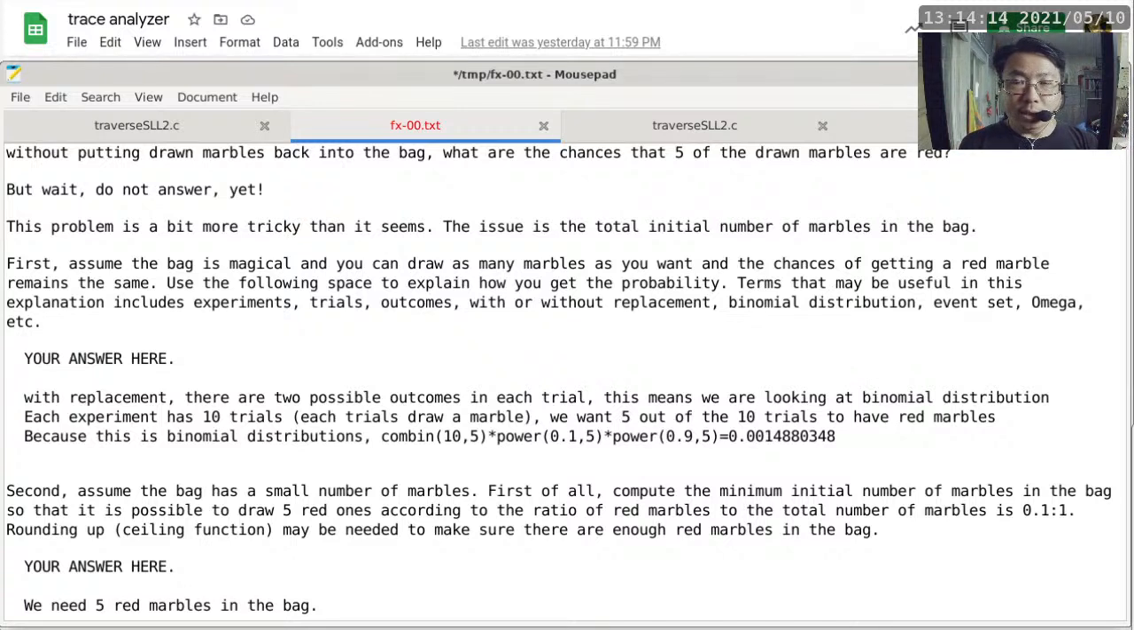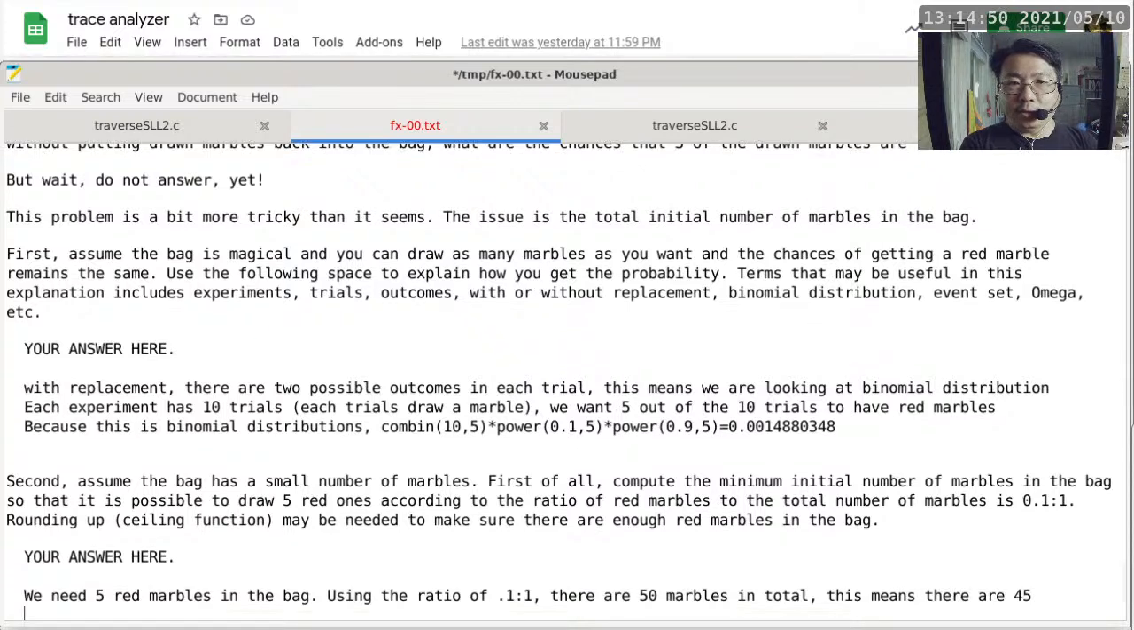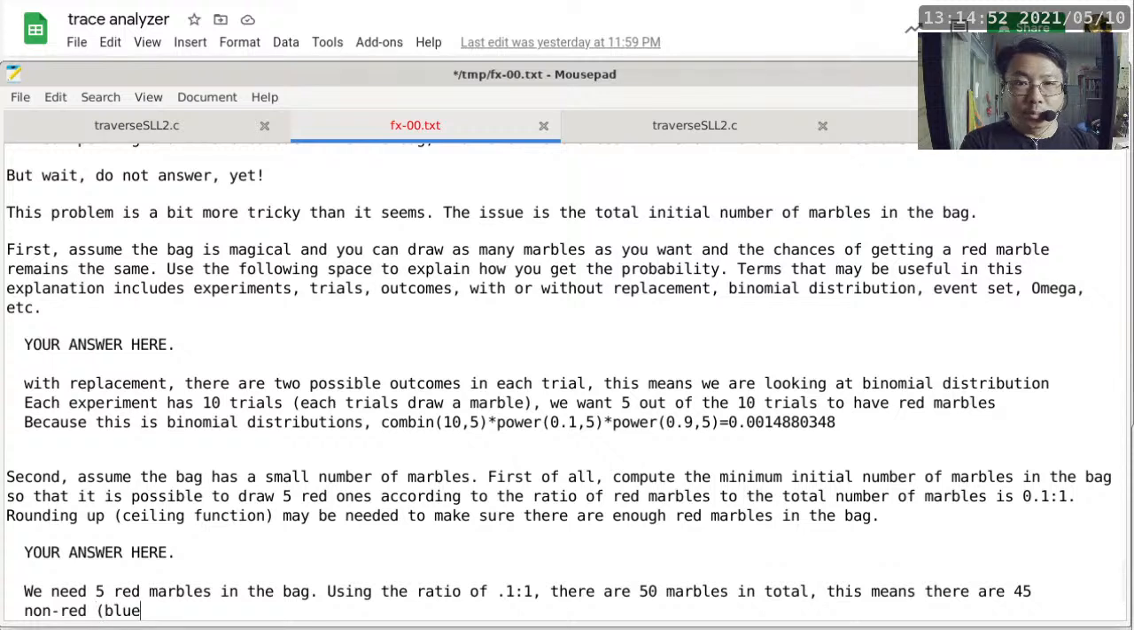draw 5 out of 10 marbles. Out of 10, drawing 10 marbles, we want 5 of those to be red. So we need 5 red marbles in the bag. So using the ratio of 0.1 to 1, so the 1 is the total number of marbles, there are 50 marbles in total. This means there are 45 non-red, basically blue, marbles in the bag.